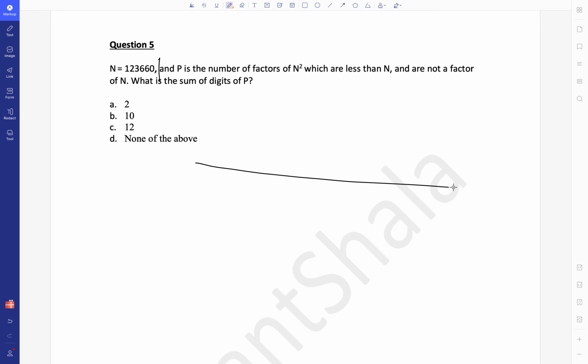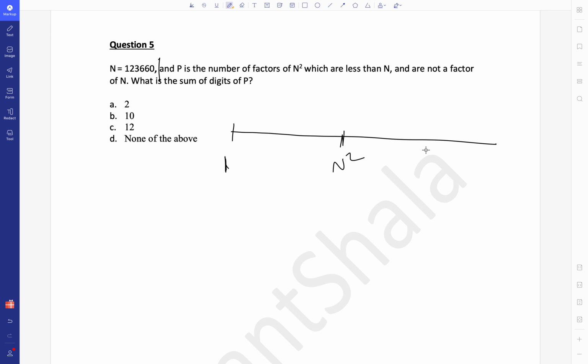Okay, so let's draw a number line here. Very bad number line. So we'll have 1 here, n somewhere here, and n square will be greater than n. So n here and n square will be here. n will be somewhere in between, not exactly the middle. Okay, so let's look at how many factors of n square are less than n. They're asking for factors of n square which are less than n, coming till here, not equal to n, and not a factor of n.